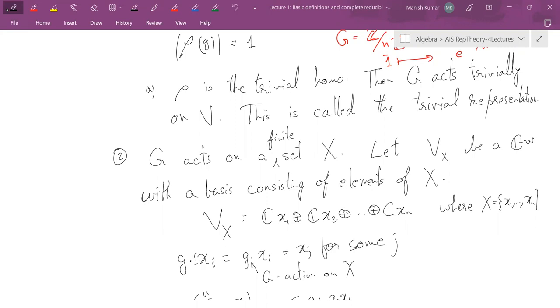Let G act on a finite set X, and let Vx be a complex vector space, a C vector space. So the base field is C. You can take any field, but I just made it concrete. Is that okay?